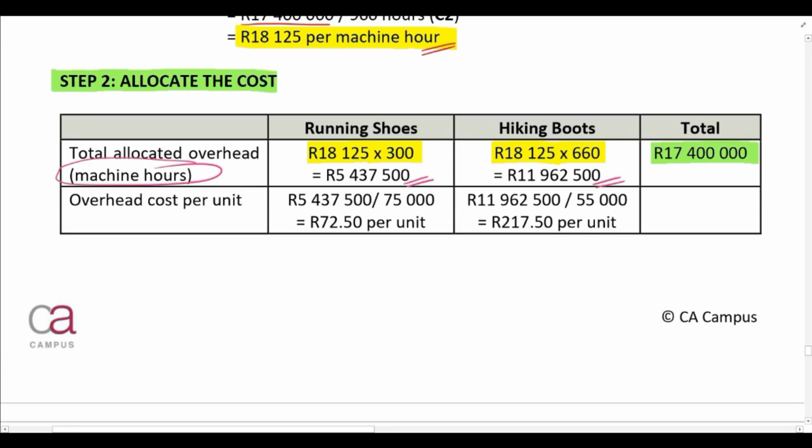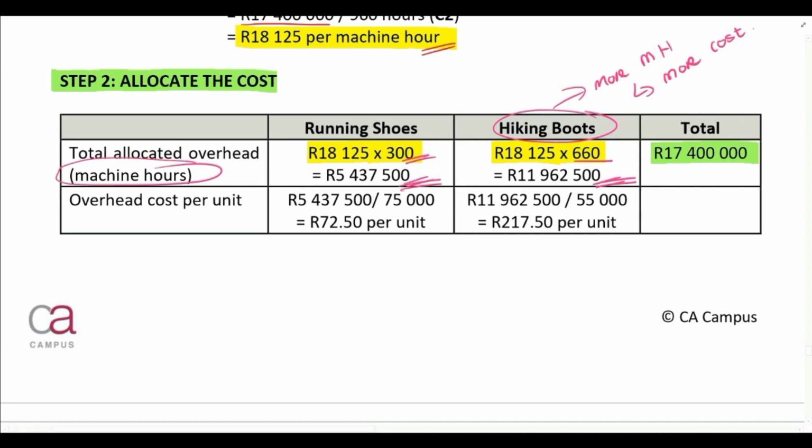You can also see, because the hiking boots had more machine hours, they are obviously allocated more of the cost. That is a limitation with traditional costing. More machine hours, therefore allocated more of the cost. Fewer machine hours for running shoes, allocated less of the cost.